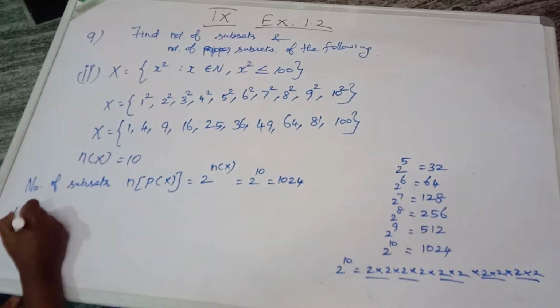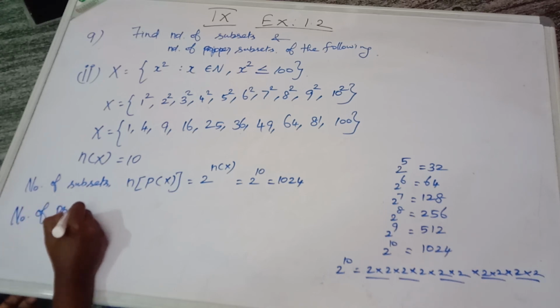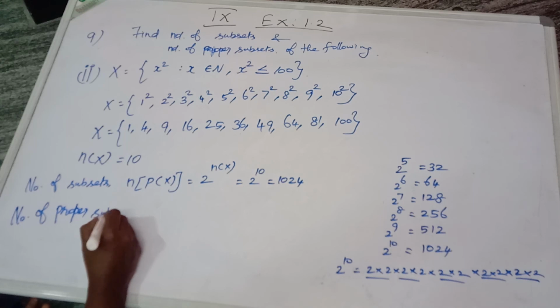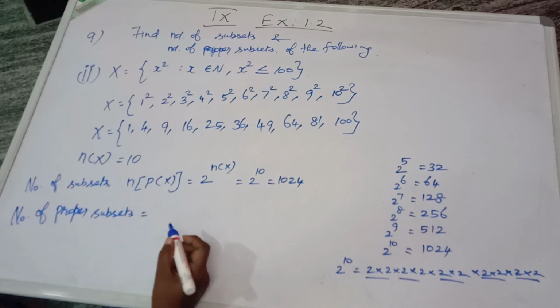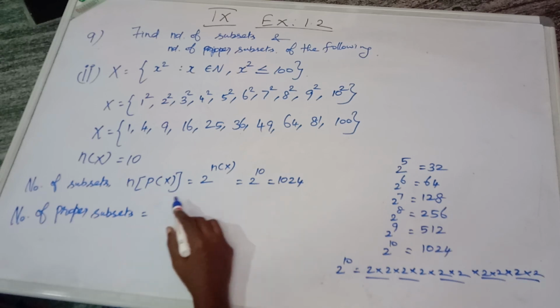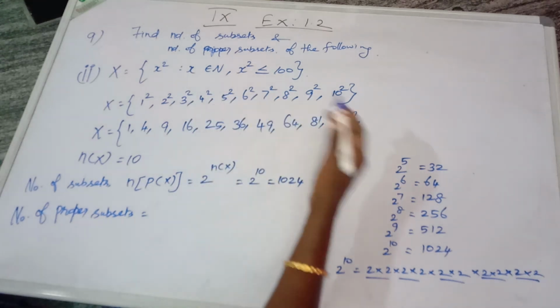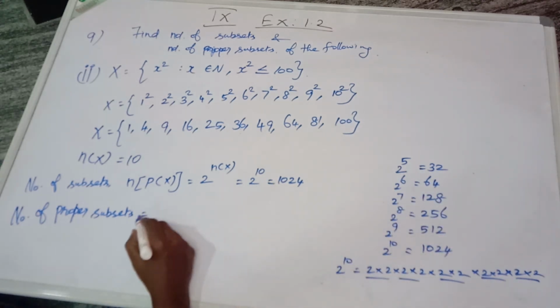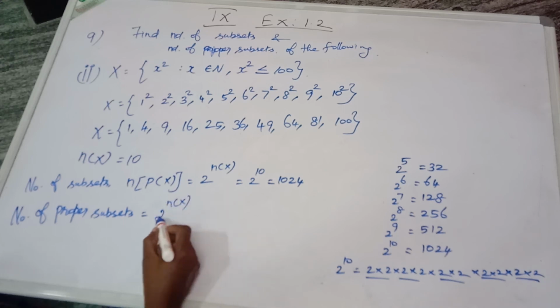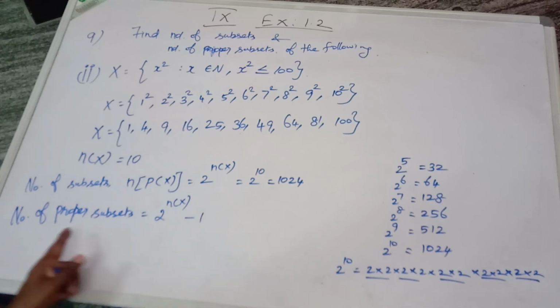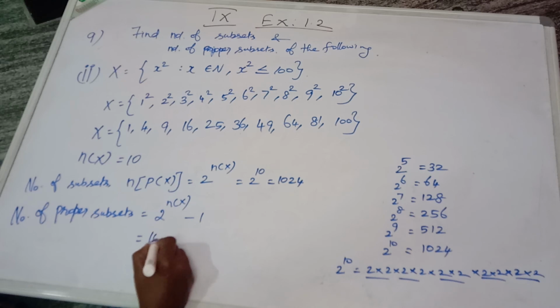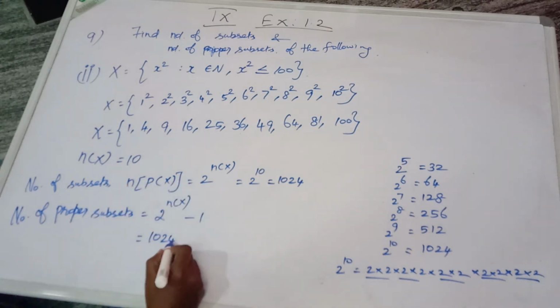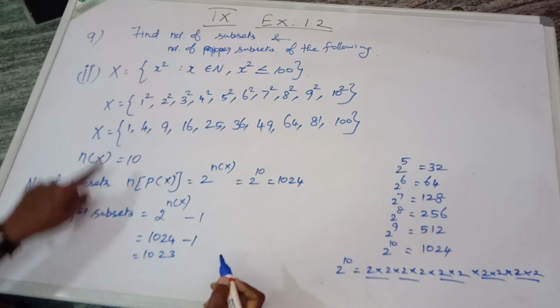Then the number of proper subsets. What is the number of proper subsets? When we write all the subsets, the given set itself is also a subset, as the last element. So you have to subtract that one alone. What's the formula for proper subsets? 2 power n of X is the total number of subsets. You have to subtract only one element from this, then you get the proper subsets. It is 1024, 2 power n of X already we have found, minus 1. So 1023 proper subsets are there in the set X.